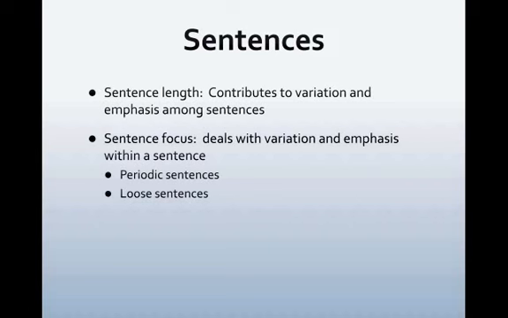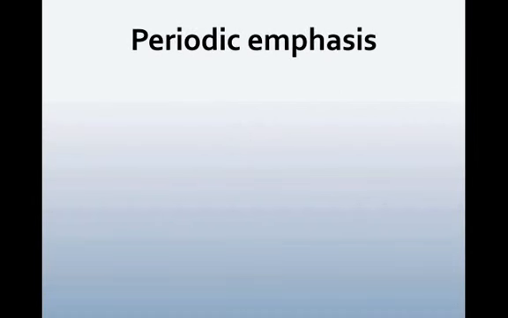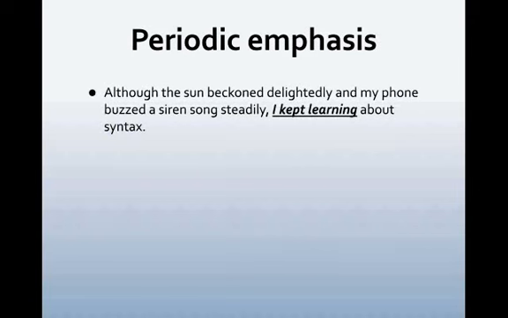If the subject and verb are delayed or delivered at the end of the clause, this is a very strong effect. Because the subject and verb are delivered so close to the end of the sentence, where the period is found, these are called periodic sentences. Here's one. Although the sun beckoned delightedly and my phone buzzed a siren song steadily, I kept learning about syntax. This emphasizes the importance of this podcast. You see what I did there?